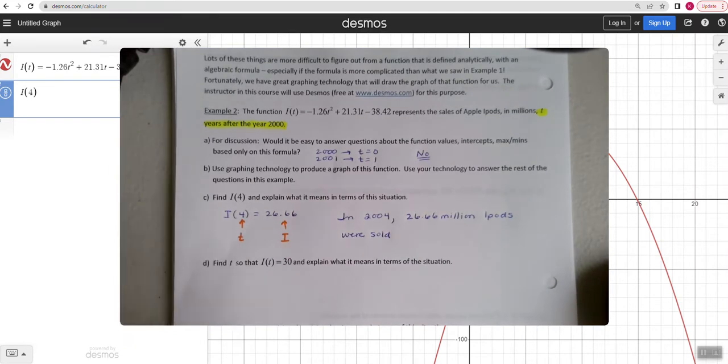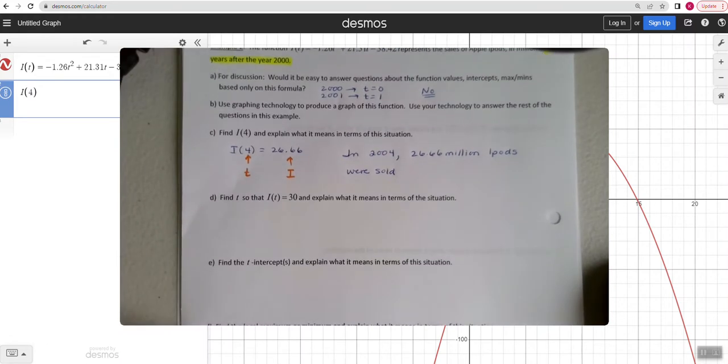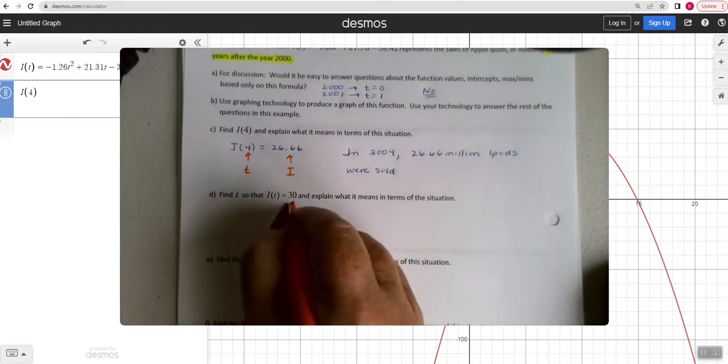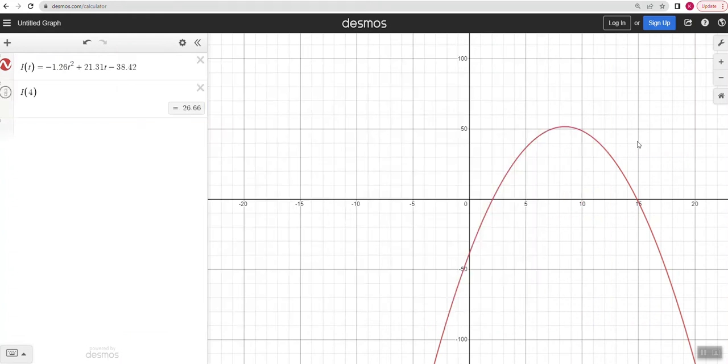All right, next question. Find t so that I of t equals 30 and explain what that means. So this time my t value is unknown, and they're giving me the value of the output. They're giving me the I value. This time, when I come back over to my graph, the vertical axis are the I's, so 30 would be here. It looks like somewhere in the 4th year, and again, somewhere in the 10, 11, 12th year, we would hit 30.